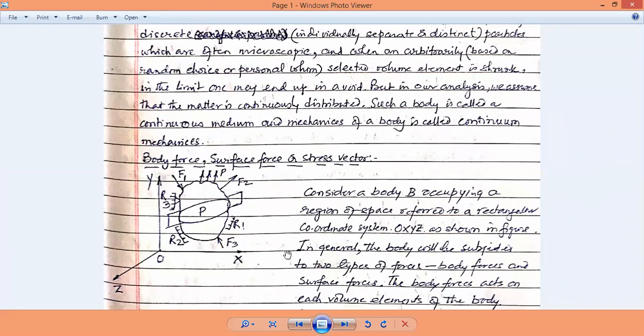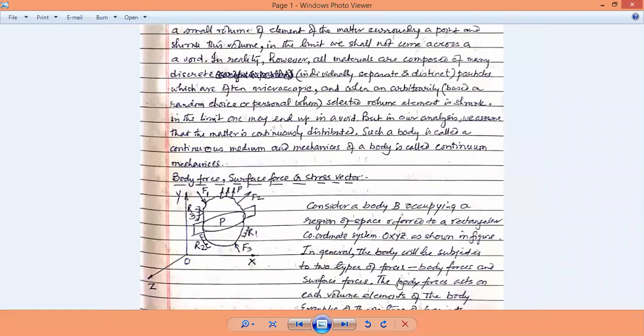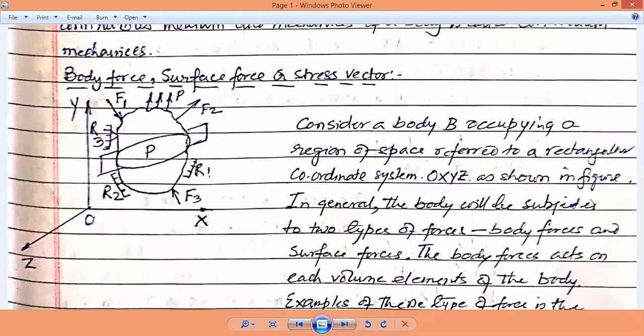Now, in general, all these bodies are subject to two types of forces as per our definition. One is body forces, and the other is surface forces. The forces which I have shown you here, F1, F2, F3, etc., are all surface forces. And what are the body forces here? The body forces act on each volume element of the body.